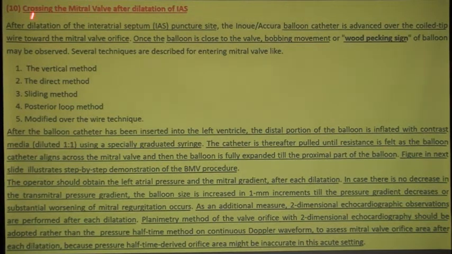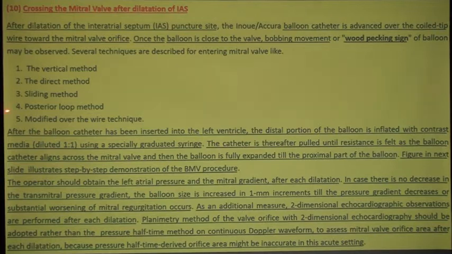We will find when once the balloon is close to the mitral valve, bobbing movement or woodpecking sign of balloon may be observed. Several techniques are described for entering mitral valve, like the vertical method, the direct method, the sliding method, posterior loop method, and modified over the wire technique.